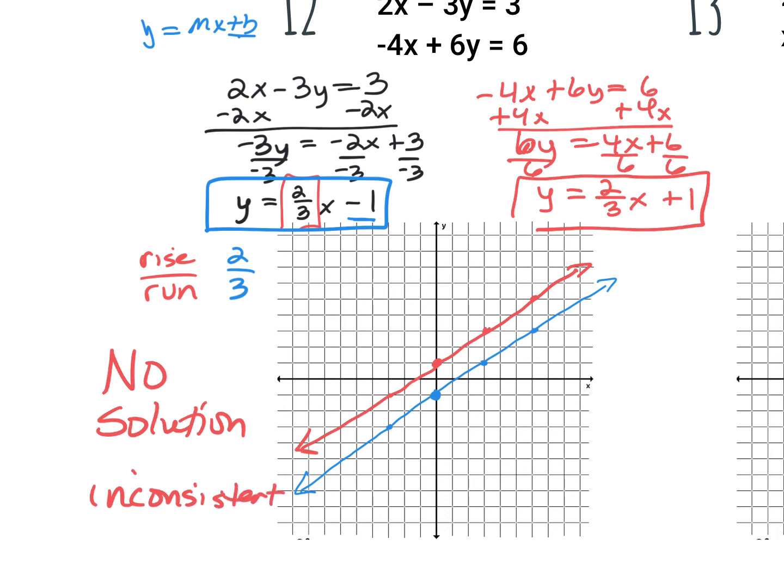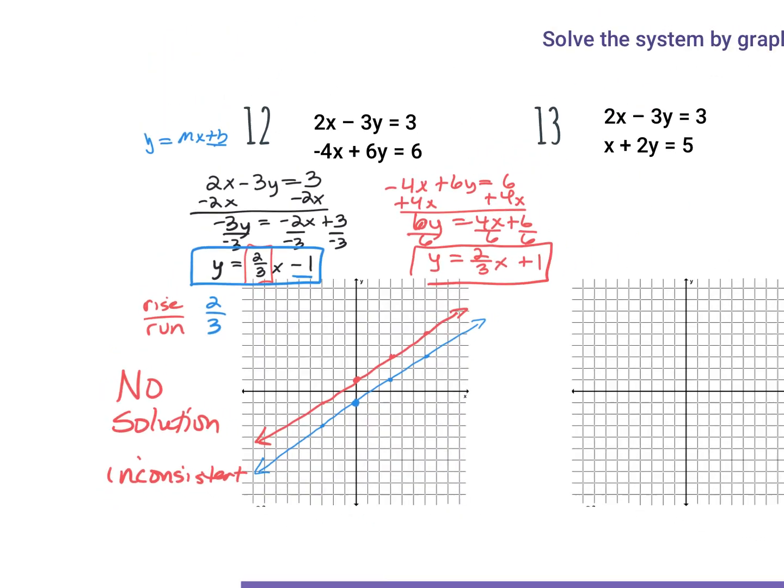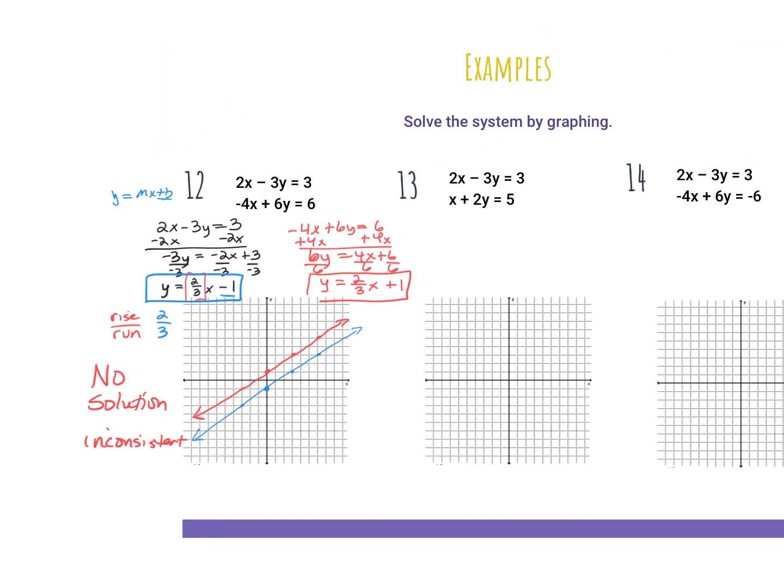Now, if you notice on examples 13 and 14, the first equation is the same on both. So I already rearranged the first one. I don't need to do it again. So my first equation, I'll write it in blue. This is already in y equals mx plus b. I already did the work over here. So now I just need to work on the second one.